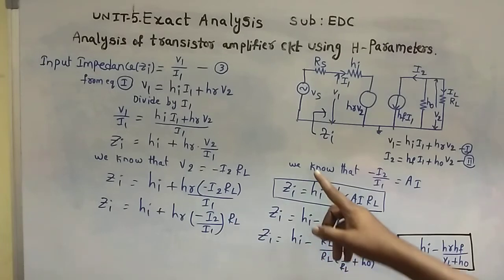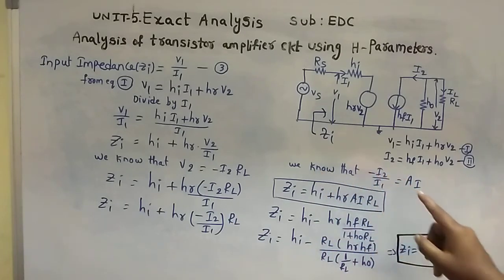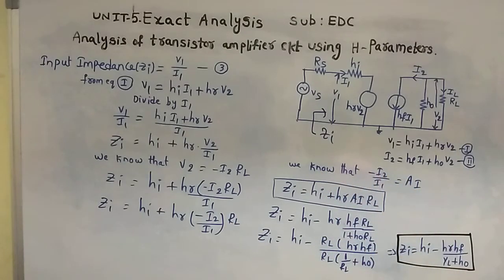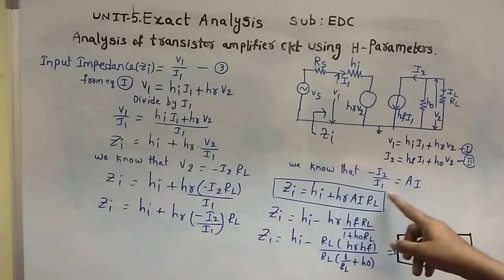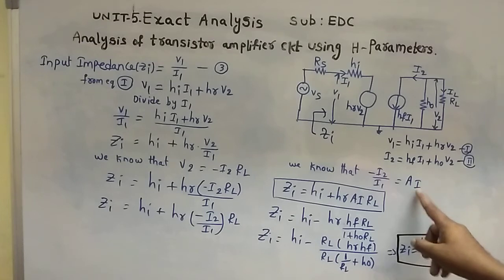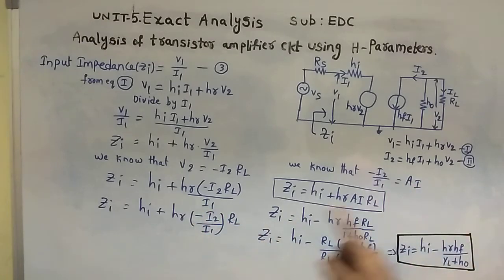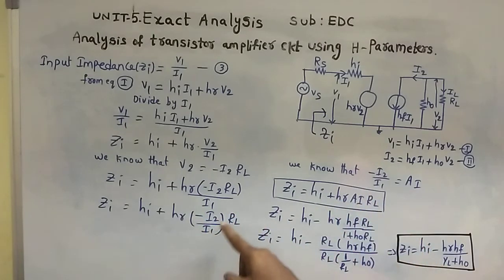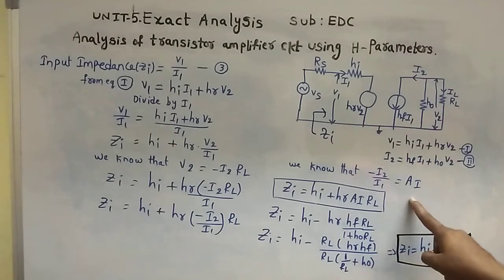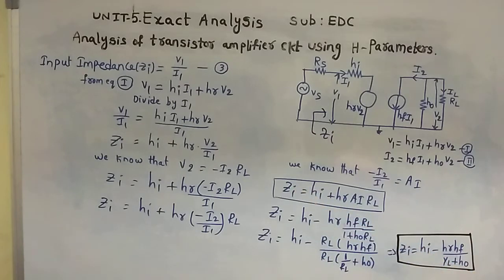Because we know that minus I2 by I1 is equal to current gain. Already we derived that: from the first equation, minus I2 by I1 is equal to AI. Then I am substituting AI in place of minus I2 by I1. Then Zi is equal to Hi plus HR into AI into RL. This is one final equation. If you know current gain, directly you can take this equation and find Zi, the input impedance.